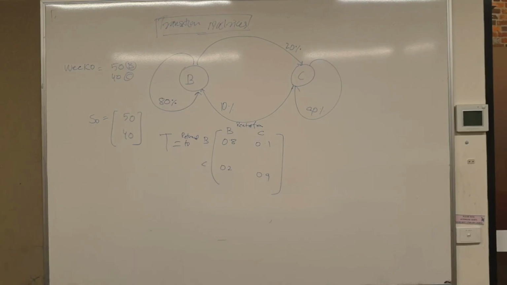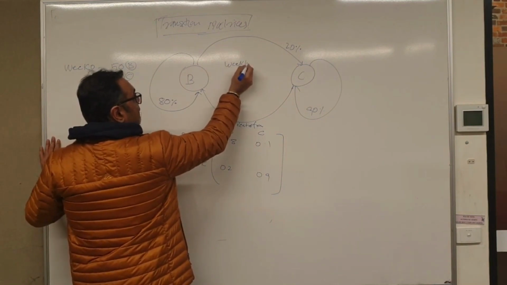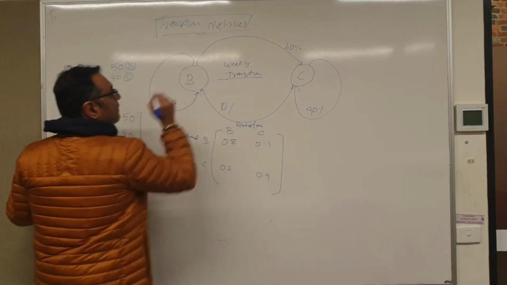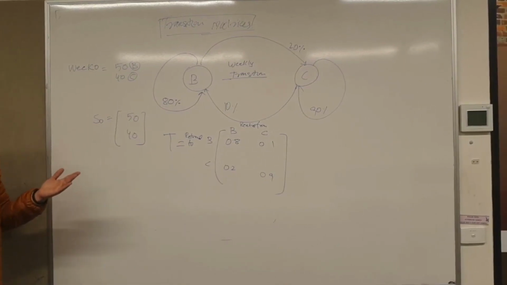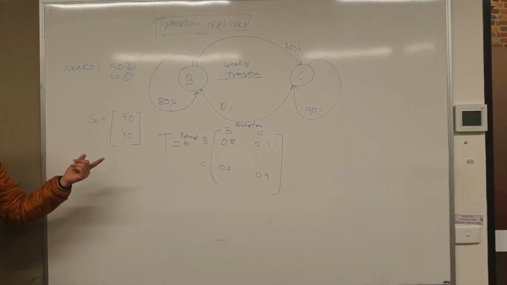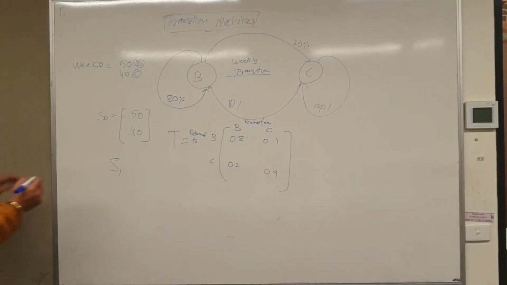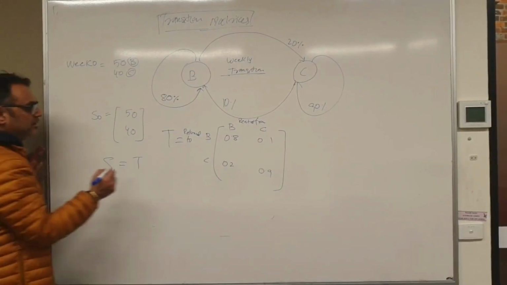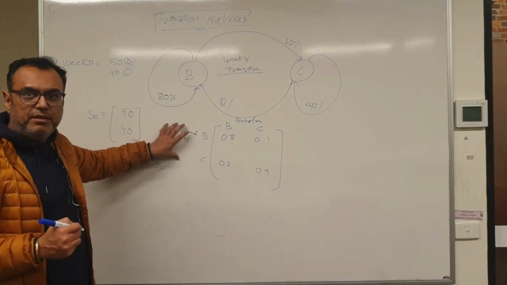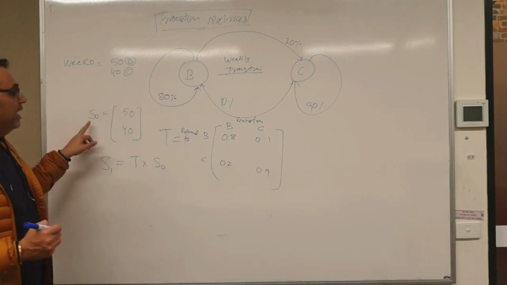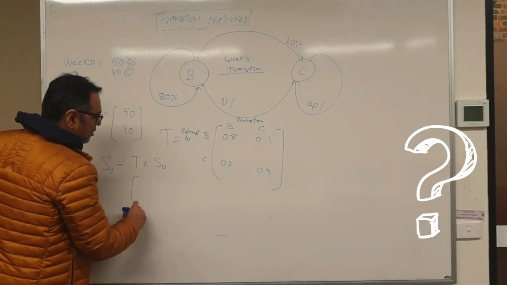Now, I have my weekly transition. I now ask you, tell me after week 1, how many cars will be in Bendigo and how many cars will be in colic? So I'm asking you to find S1. Your S1 is the transition matrix T times S0. So in your CAS, define T and define S0 and do T times S0 and tell me what you get.